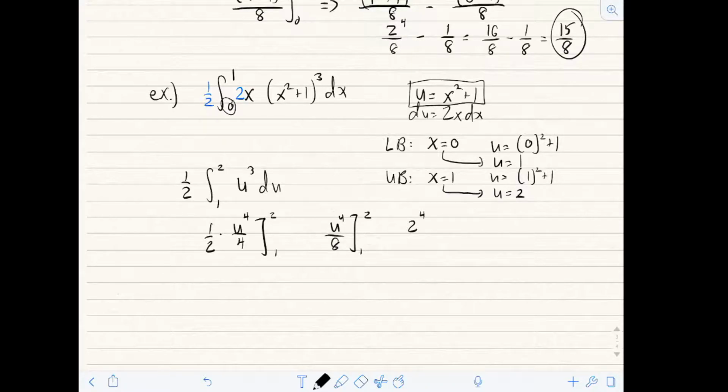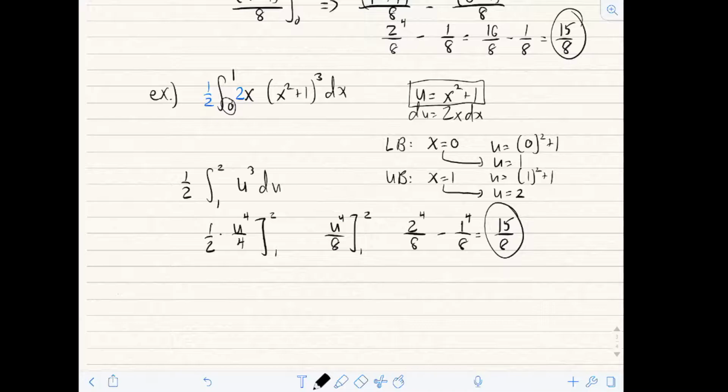So 2 to the fourth over 8 minus 1 to the fourth over 8, which ends up giving us actually the same answer, 15 over 8. So does it matter which method you use? No. But that's pretty much the idea of how this works. If you understand how that goes, you should be good.